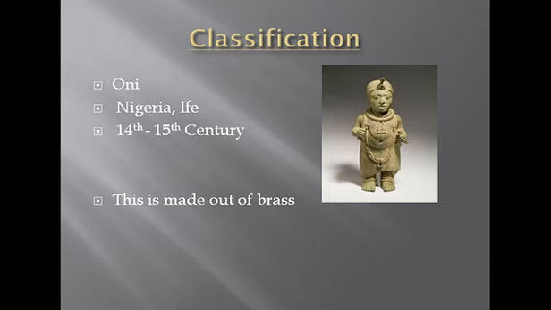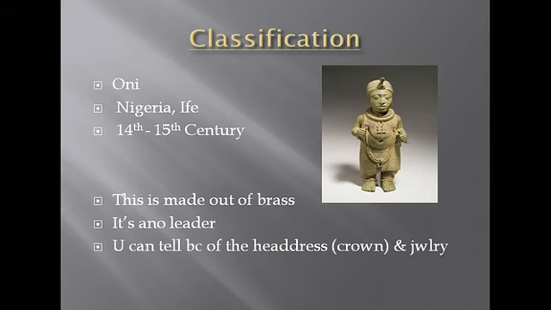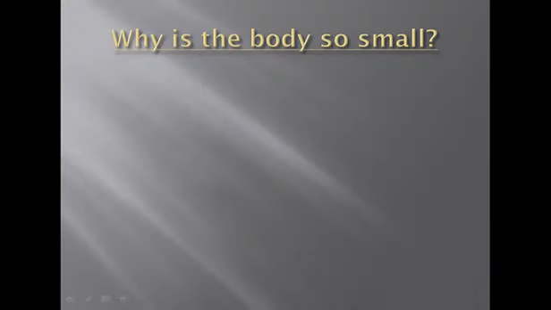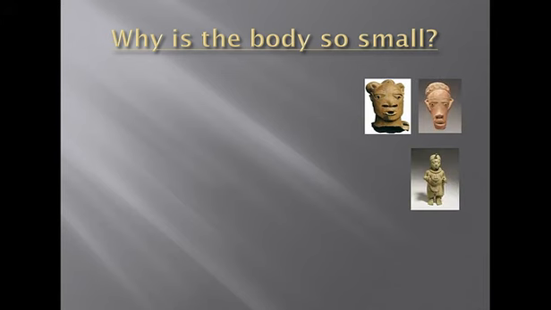This is made out of brass, and it's another leader. You can tell because of the headdress, which is also known as a crown, as well as he's decked out in jewelry. Most of his jewelry is beads, and this is considered a representation of wealth. Now, why is the body so small? You're about to find out.